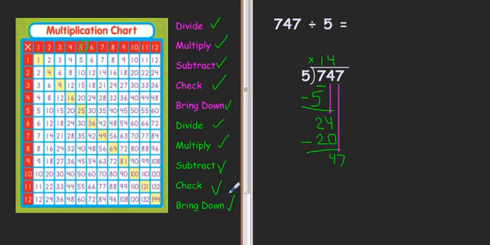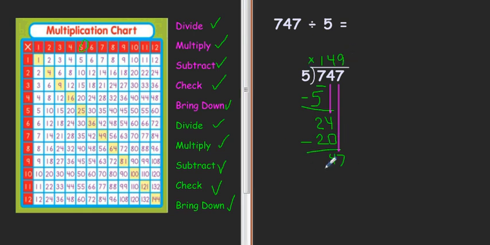So I'm going to start my check again. I'm going back to the top, or I could write them down again. So I'm going to start with divide, multiply, subtract, check, bring down. So let's see. Divide. 47 divided by 5. Look at my multiples of 5. 50 is close, but it's too big. So I'm going to go down to 45. 5 times 9 is 45. 47 divided by 5 will be 9.